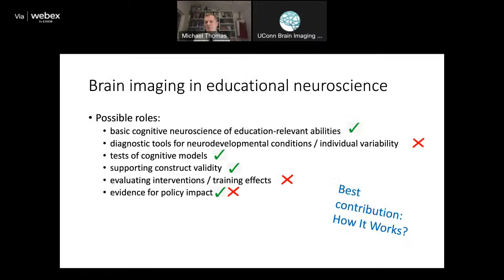So that's my score sheet. Some things you can use brain imaging for, but I don't think all of them. Best contribution is how it works.